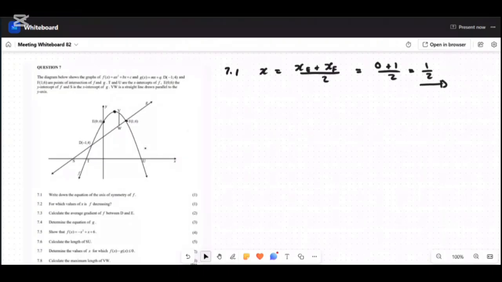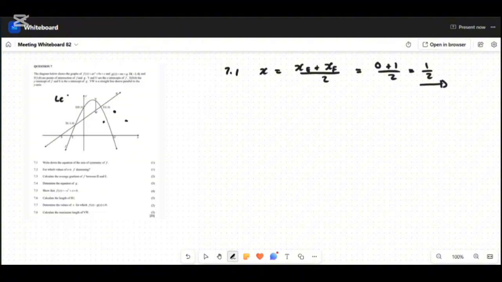Then 7.2: for which value of x is f of x decreasing? Now I told you, when you have a parabola, you can use the gradient of a straight line to find where it is increasing or decreasing. But the simple method is you can just read the graph. So how to read the graph? You read the graph from left to right. This is what you must always bear in mind.